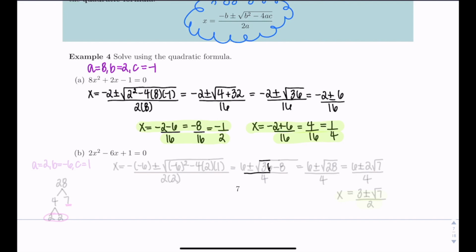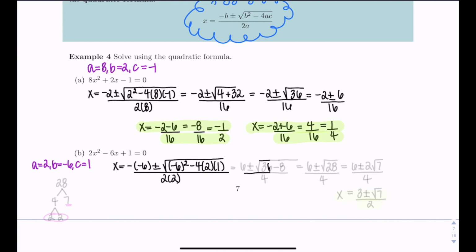Alright, so for part B, we have that A is equal to 2, B is equal to -6, and C is equal to 1. So we have x is equal to -6 plus or minus the square root of -6 squared minus 4 times 2 times 1. And this whole thing is divided by 2 times 2.